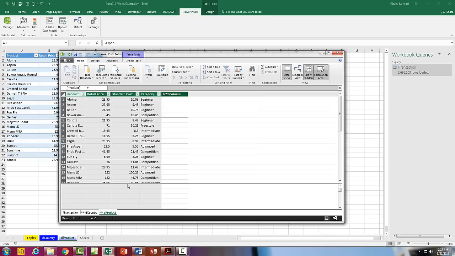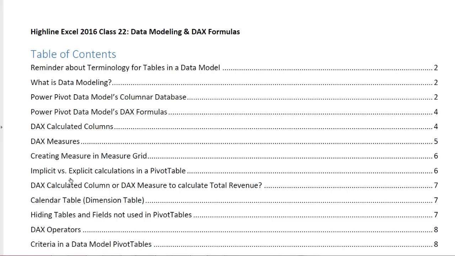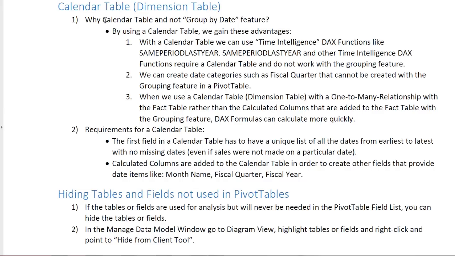All right, now we have one last dimension table or lookup table that we need to add. Now, before we add that dimension table, we want to come over here to the PDFs, and here it is, Calendar Table, Dimension Table. I want to click on this and talk about what a calendar table is. Now, a calendar table will have a unique list of dates, and it will have things like month name, fiscal quarter, fiscal year, all the different ways we might group sales numbers based on certain date categories.